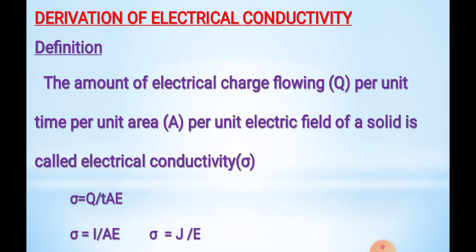In this expression we have Q by T. This Q by T is charge by time, which is the current, denoted by the symbol I. So we replace Q by T by I, and you will get sigma is equal to I by AE. Again, I by A, current by area, is the current density J. So you will get sigma is equal to J by E. This is the microscopic form of Ohm's law. We will use this microscopic form of Ohm's law for the derivation of electrical conductivity.